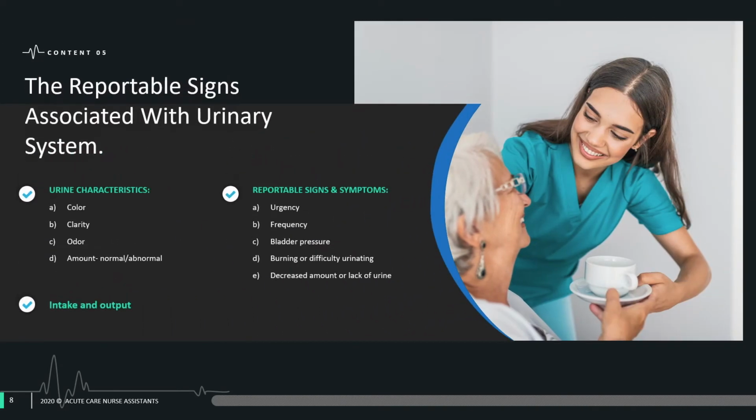Content 5, the reportable signs associated with the urinary system. Urine characteristics: color, clarity, odor, amount, normal and abnormal. Intake and output. Report signs and symptoms: urgency, frequency, bladder pressure, burning or difficulty urinating, decreased amount or lack of urine.